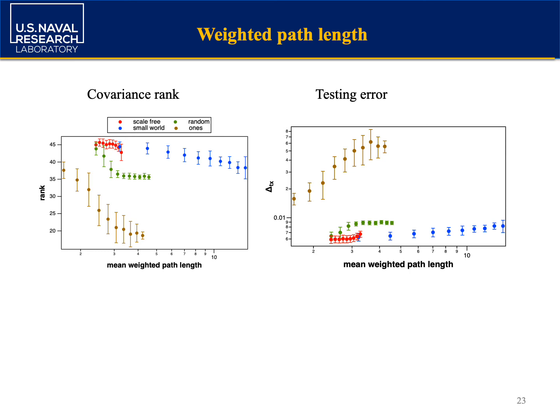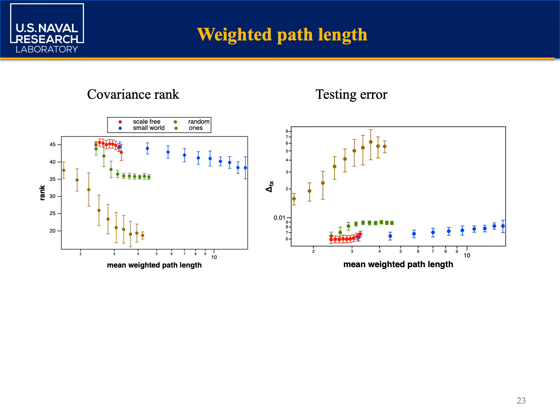This is an average over many different combinations of matrices because the path length can vary, so I have error bars on here for standard deviations. Now, for some networks, the variation in rank is bigger than others, but the trend is towards higher rank for smaller path length. For the testing error graph on the right, I see as the mean weighted path length gets smaller, the testing error also gets smaller.